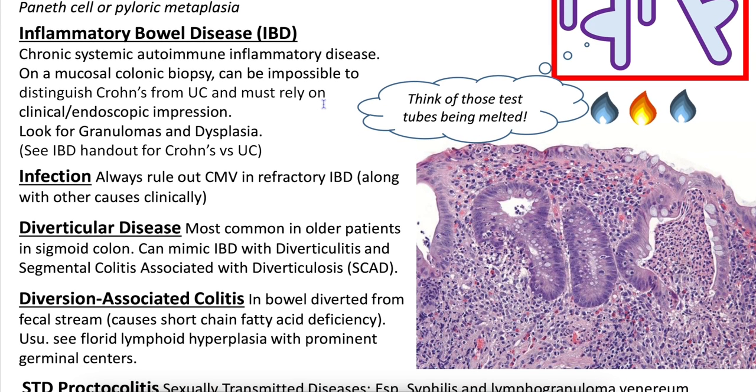On a mucosal colonic biopsy, it can be impossible to distinguish Crohn's from ulcerative colitis, and you have to rely on clinical and endoscopic impression. But look for your granulomas and dysplasia. Don't be confused, however, by mucin granulomas, which can be seen not in the setting of IBD.